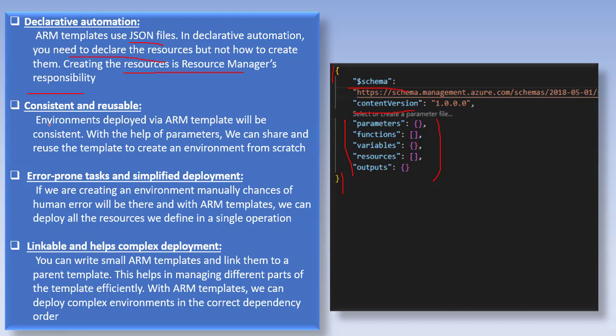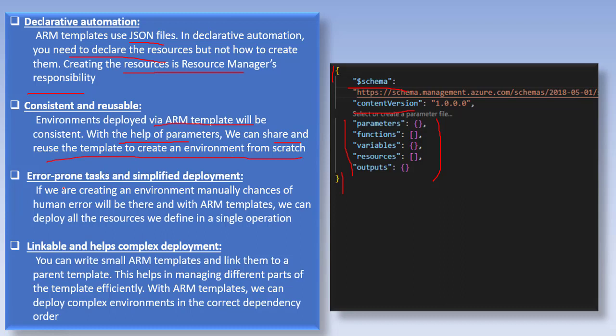Consistent and reusable. Environments deployed via ARM template will be consistent. As I said, there is no configuration drift as such. With the help of parameters, we can share and reuse the template to create an environment from scratch. If you have the template written once, you can create any new environment from scratch without much effort. Make sense? This is again a feature of ARM.